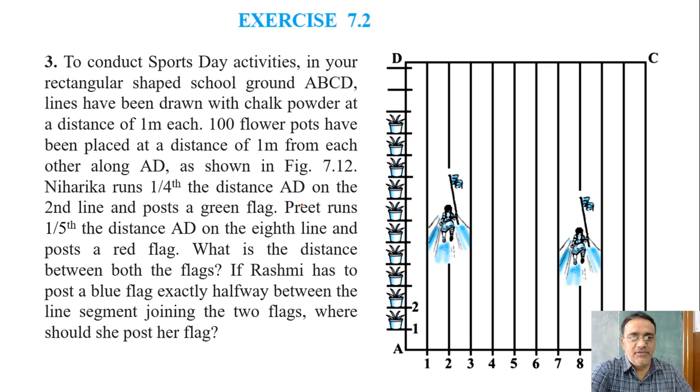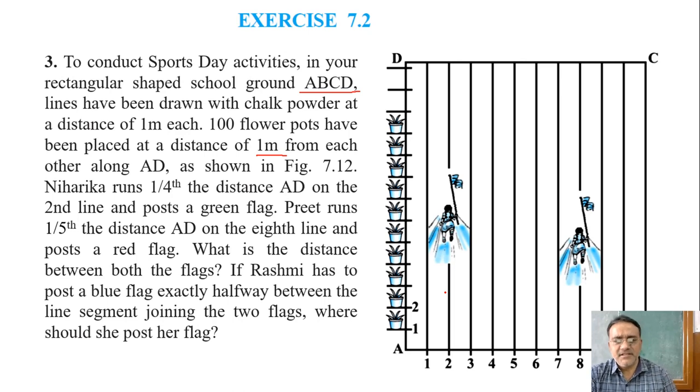Question number 3. Now this question can be given in the form of a case study based question. So this is the best question for a case study. To conduct sports day activities in your rectangular shaped school ground ABCD, lines have been drawn with chalk powder at a distance of 1 meter each. 100 flower pots have been placed at a distance of 1 meter from each other along AD as shown in this figure.